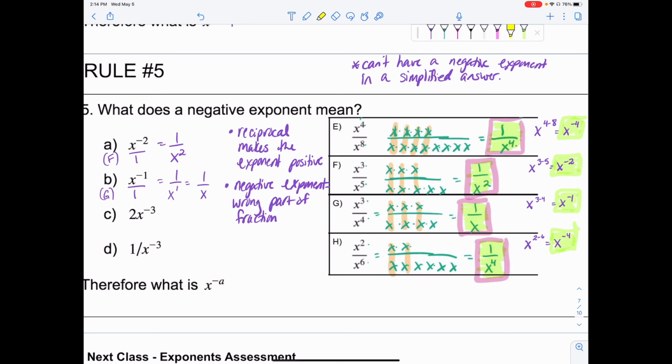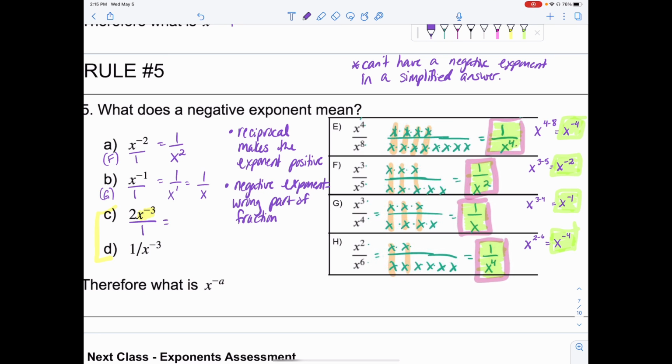So C and D are a little different. So let's take a minute and look at those. C says 2x to the negative 3rd. We can think about that as a fraction, so we can put it over 1. But you have to be really careful with this one. That -3 only belongs to the x. And we know that because if that was the exponent of the 2 and the x, we would have to see parentheses. So the only thing with a negative exponent is the x.